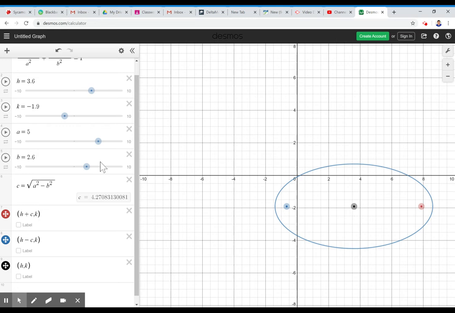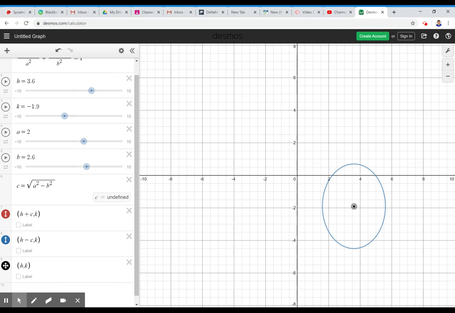Now, one thing I did want to point out is that with c equaling a squared minus b squared, if I take a and make it less than b, notice the foci went away. The reason the foci went away is because inside this square root, I would have 4 minus 2.6 squared, which is a negative number, which is imaginary, and so it can't actually do the calculation.